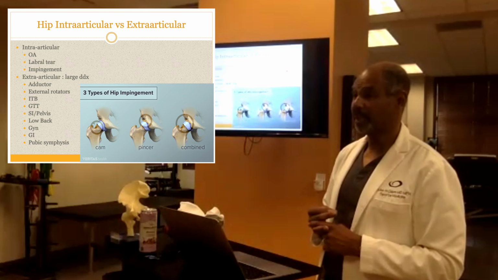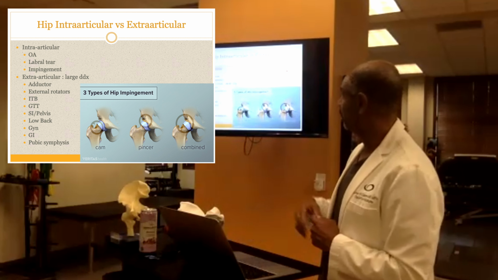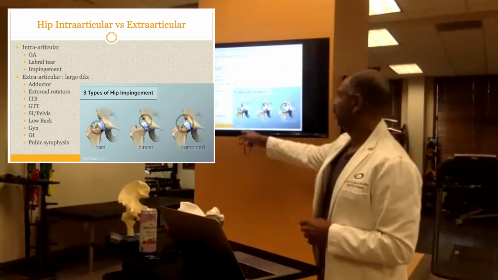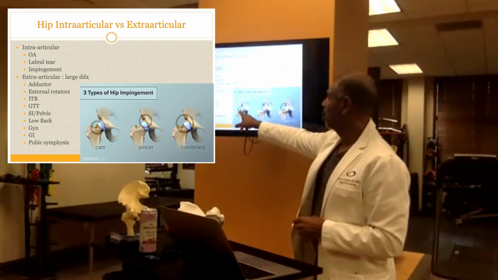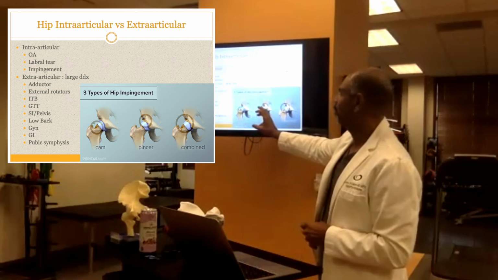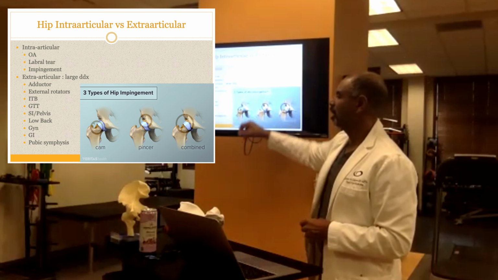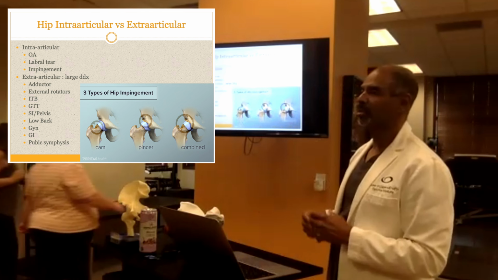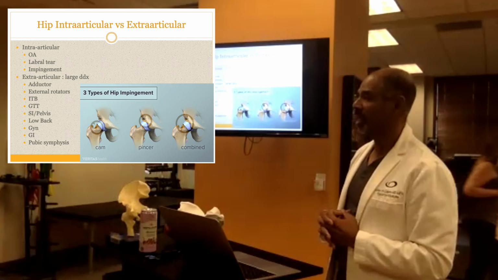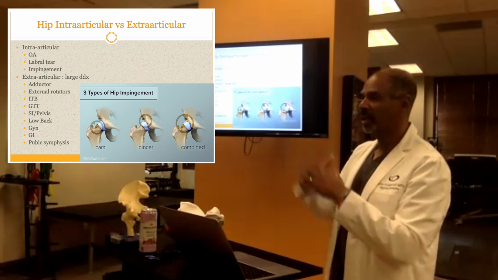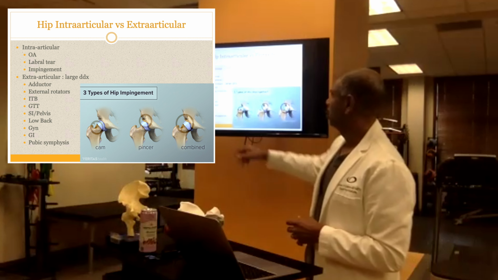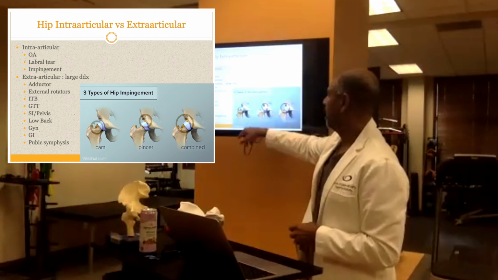And what is impingement? Here's a good picture of it right here. There are three main types of impingement. You can have cam impingement, where the neck of the femur is deformed, if you will. It causes a change in the range of motion. The bony architecture is changed such that it affects the range of motion, and it can cause pain every time it impacts or is impinged upon at that location. That's what we call a cam lesion or cam impingement.